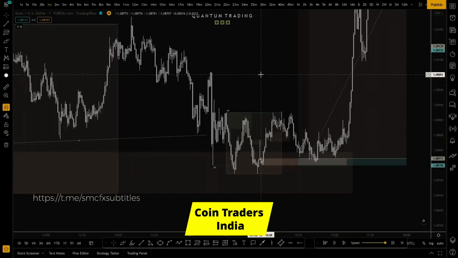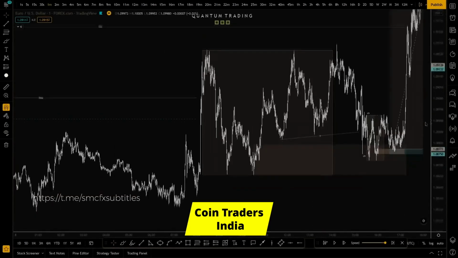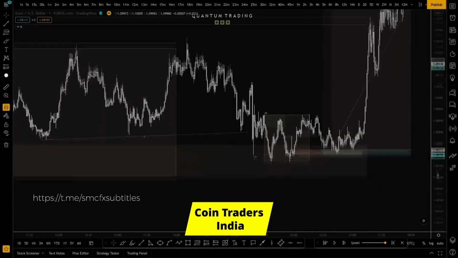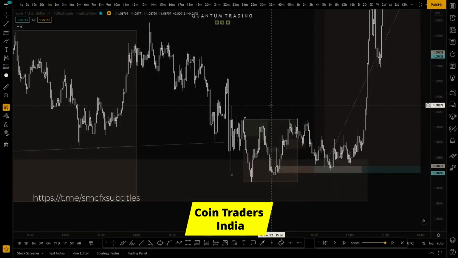So just remember again, you wait for price to come and tap into your higher time frame supply demand level. Price comes in and you drop to your entry model time frame. So for example, we're using 15-minute supply demand levels. You drop, in our case, to M1.